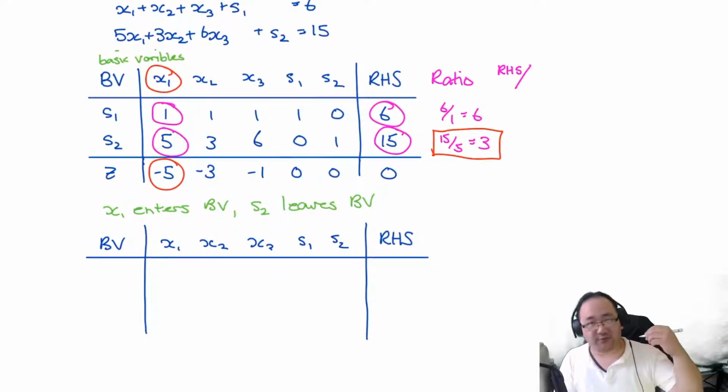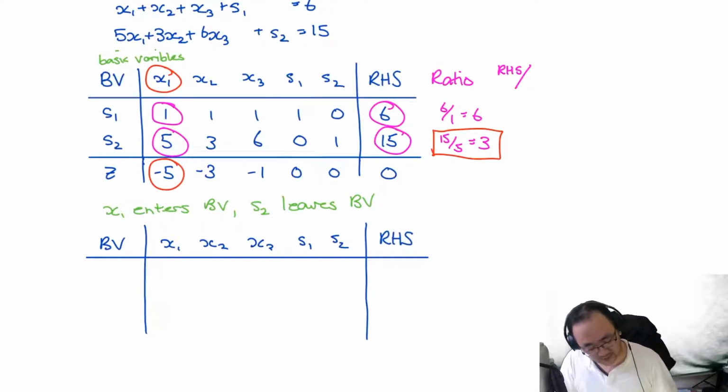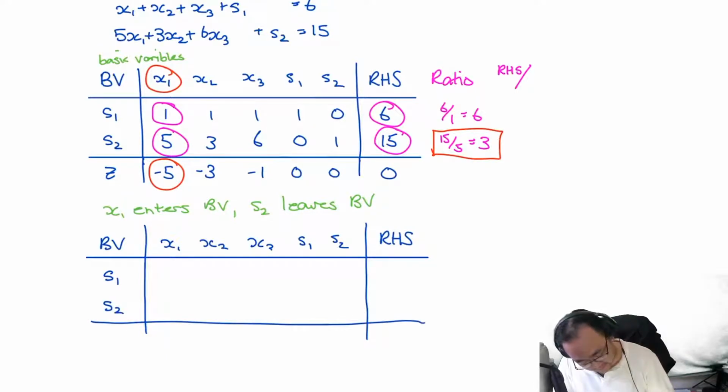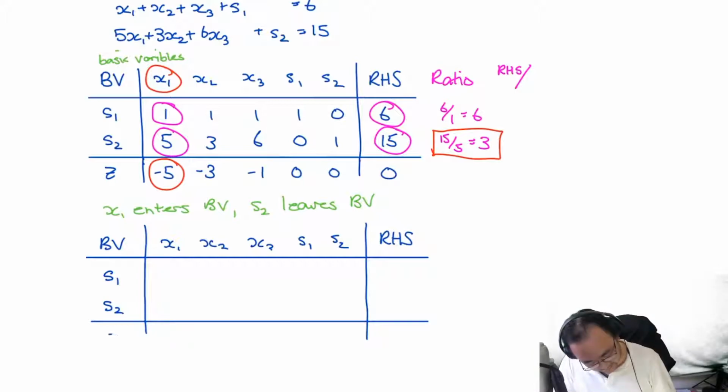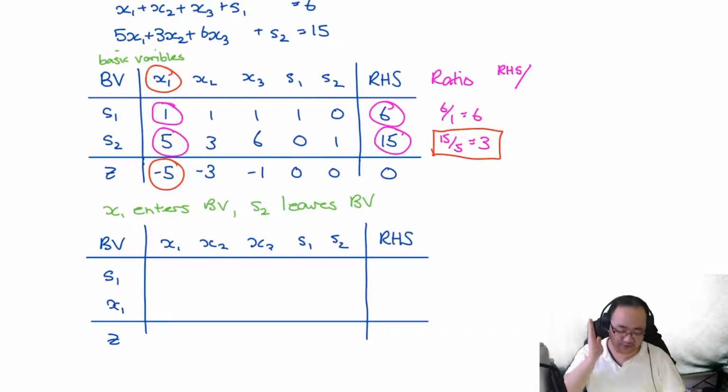So remember what I said before about when you have S1 and S2 as your basic variables, we've got the pivots. Now that we kicked out S2 and we're putting X1 in, we want to have the pivots as appropriate. So S1 is still here, and then we've got S2, and then we've got the Z row, but now we have to do some calculations. So sorry, we don't want S2, we want X1.